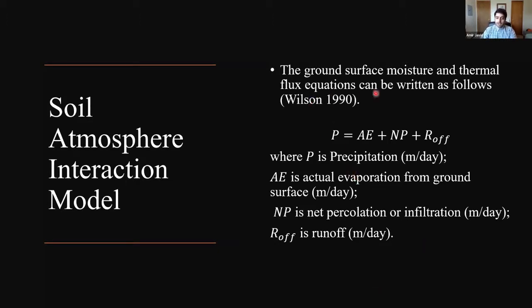All right. Now that we have the seepage part of the soil, we also need a soil atmospheric interaction model. So we use the Wilson 1919 model equation, which can be written as P, standing for precipitation here, equal to AE, which is the actual evaporation. Then we have NP as a net infiltration. And finally, we have the runoff.